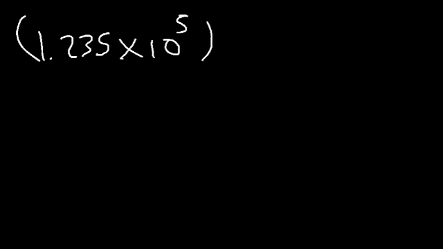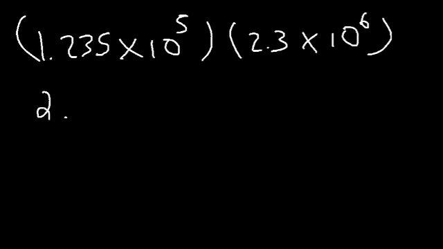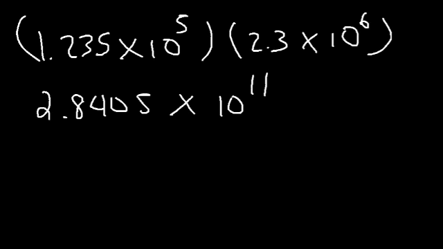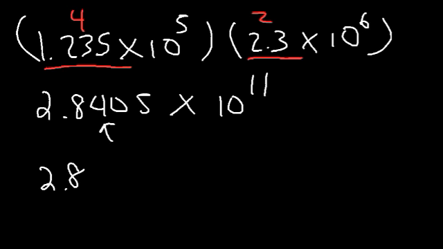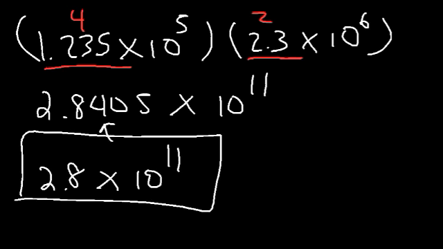Try this one. 1.235 times 10 to the 5 multiplied by 2.3 times 10 to the 6. So first, let's multiply 1.235 by 2.3. So that's 2.8405. And if we add 5 and 6, that's going to give us 11. So notice that we have 4 sig figs here and 2 sig figs here. So our final answer should only contain 2 sig figs. That's 2.8. Since the 4 is less than 5, we're going to leave it as 2.8 and not as 2.9. So the final answer is 2.8 times 10 to the 11.